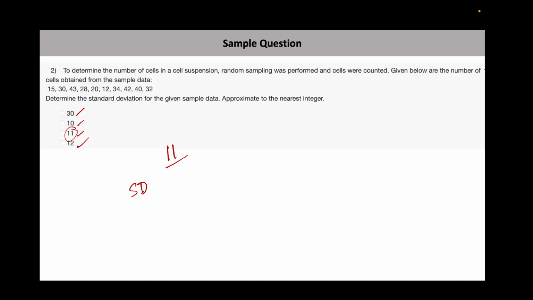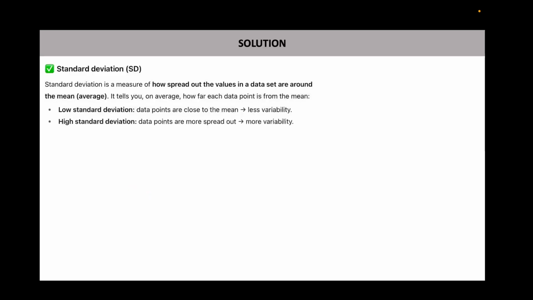Okay. So let's go ahead and understand this question. Let's first talk about what standard deviation is. Standard deviation is a measure of how spread out the values in a data set are. Spreading out of a data set means that if you have certain values and plot them, you will have a mean value, which will be a sort of average value of the data set.